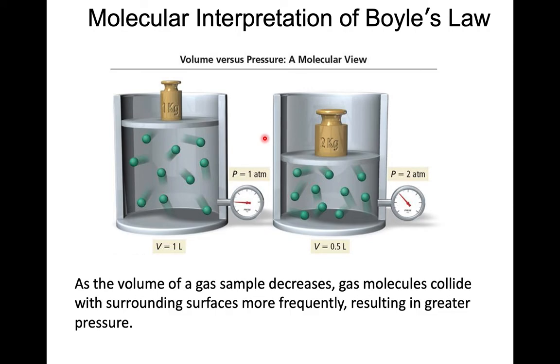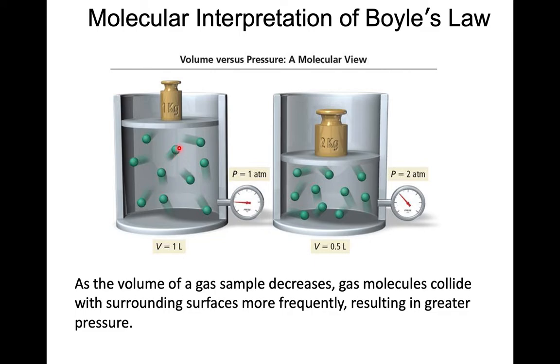Here's a molecular interpretation of Boyle's law. We're now thinking about what's going on with the particles, and we're exerting pressure by adding a weight to this piston. So on the left-hand side here, we have a 1 kilogram weight. On the right-hand side, we have a 2 kilogram weight. So we increase the pressure. We double the pressure by doubling the weight that's on top.